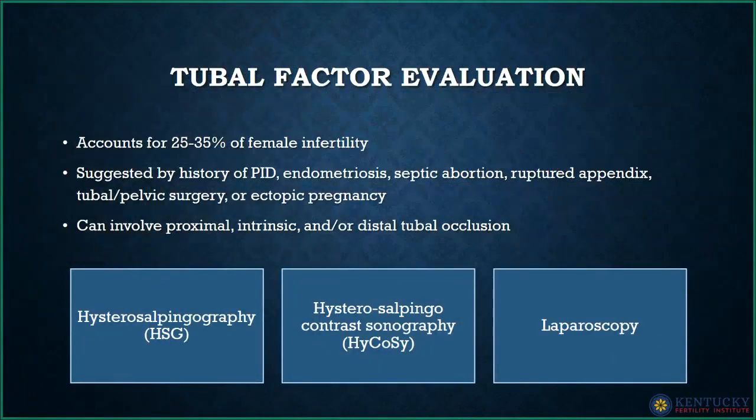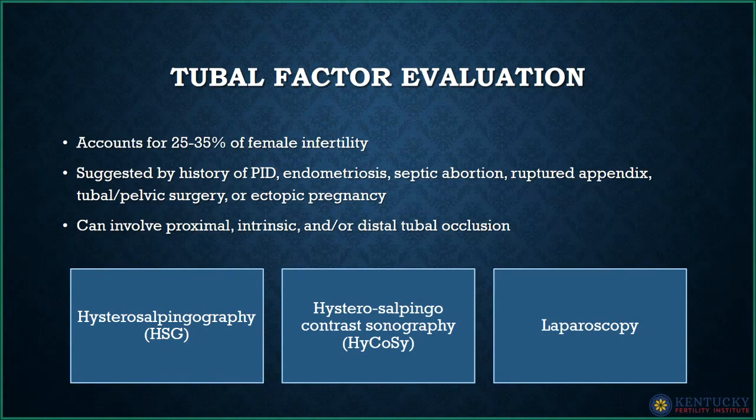Moving to tubal evaluation, there are a couple of ways we can look at that. With history, a patient with a prior sexually transmitted infection history or pelvic inflammatory disease history will certainly be at risk for this. Patients with endometriosis should certainly be considered for this, or other types of pelvic or tubal surgery in the past. Prior ectopic pregnancy is certainly a risk for this.